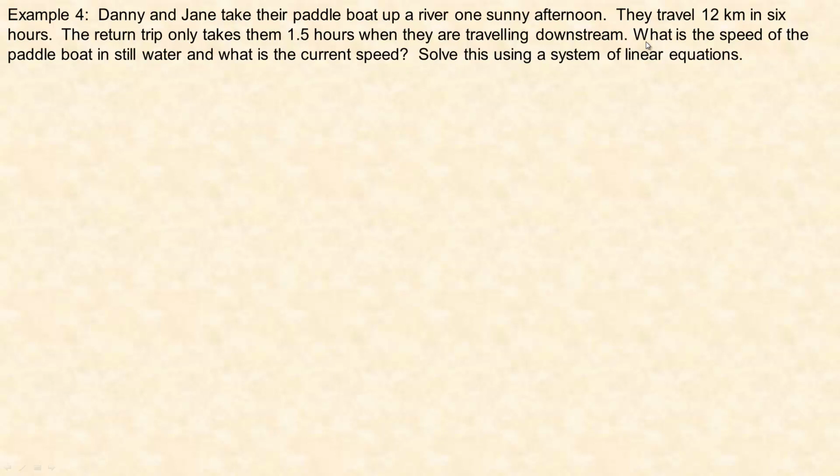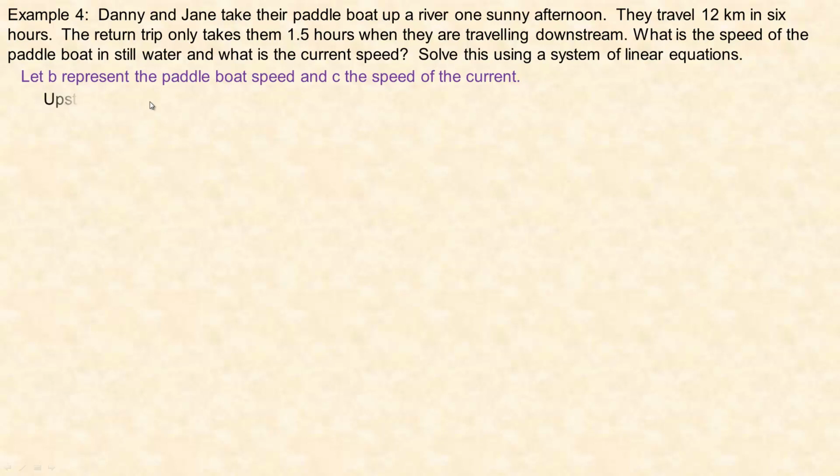Again, solve this using a system of linear equations. The second last sentence, what is the speed of the paddle boat and what's the current, tells you what your let statement should be, because those are the two things you're asked to find. So I'm going to let B represent the paddle boat speed, B for boat, and C represent the speed of the current. Those are my two variables. Now this one is a little different than the first three. There's no total amount equation.